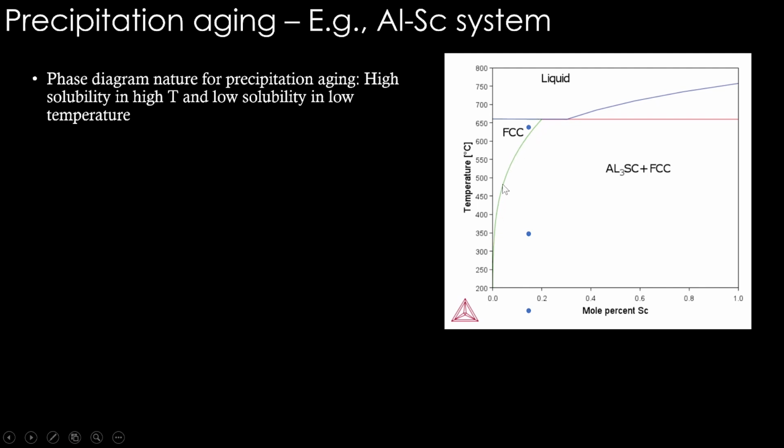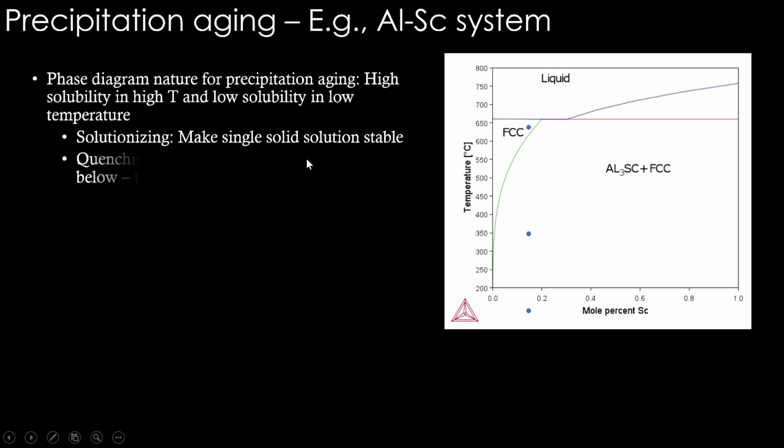In all those systems, there is this possibility of dissolving more solute at high temperature and then quenching to make it supersaturated, and then bringing it back to a temperature where homogeneous nucleation of precipitate can happen. So solutionizing is the process where you make a single solid solution stable, which is this.